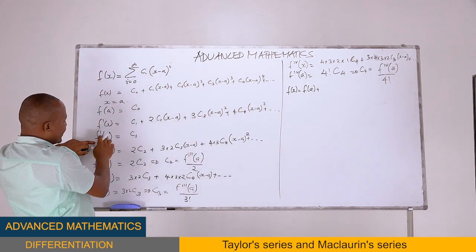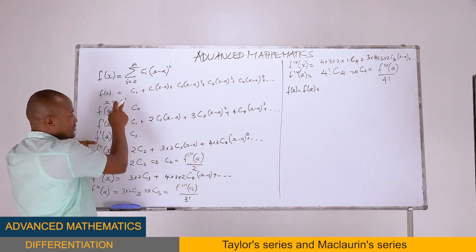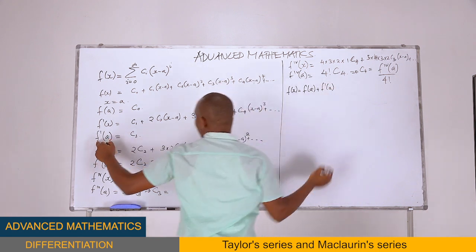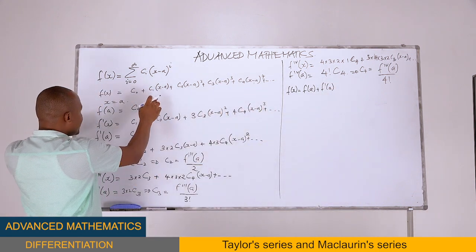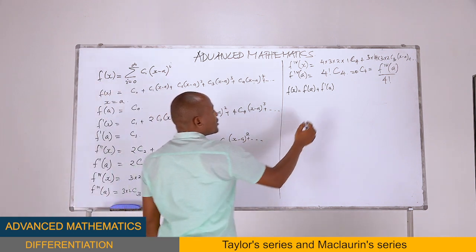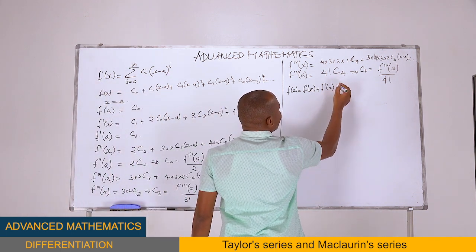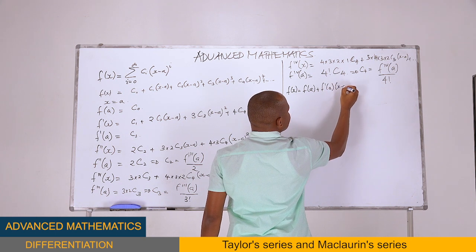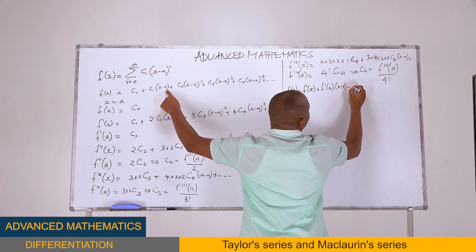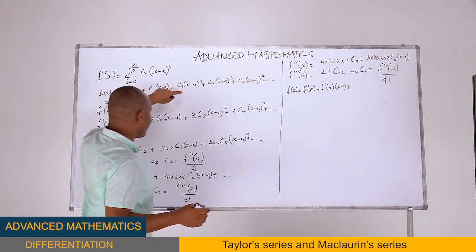c1 is f dash of a. That means it's the first derivative of the expression evaluated at a. But remember, this one is multiplied by that expression there. That is to say, we are going to multiply by x minus a, this one, plus the value of c2.